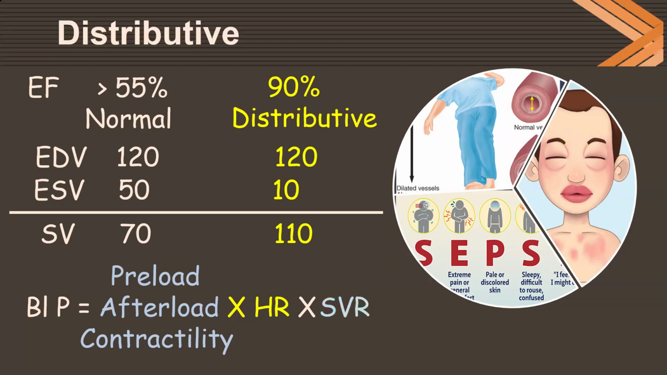because there is no resistance now in front of this heart. Systemic vascular resistance is low. So the same contractility will empty the heart more. So the end systolic volume will drop to like 10, and you will find exaggerated stroke volume and exaggerated ejection fraction.